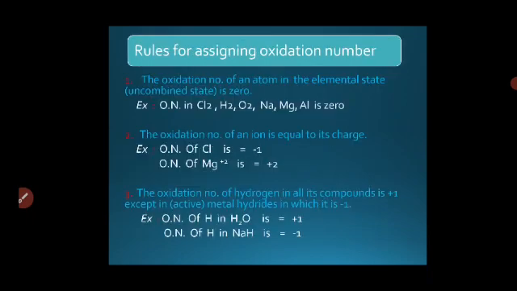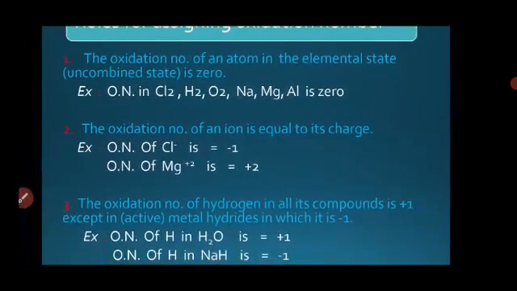Here are some rules for assigning the oxidation number. The oxidation number of an atom in the elemental state, that is uncombined state, is 0. Examples are given: oxidation number of Cl2, H2, O2. You may see that Cl2, H2 are written in molecular form, but they are in free state or stable physical state, and hence their oxidation number is considered as 0. The second rule is the oxidation number of an ion is equal to its charge.